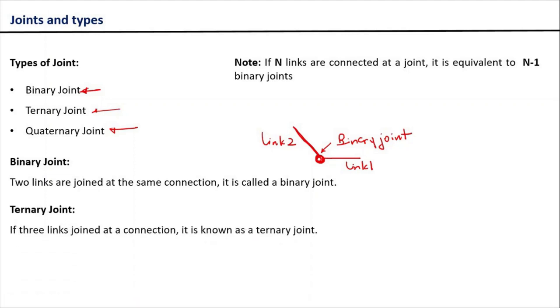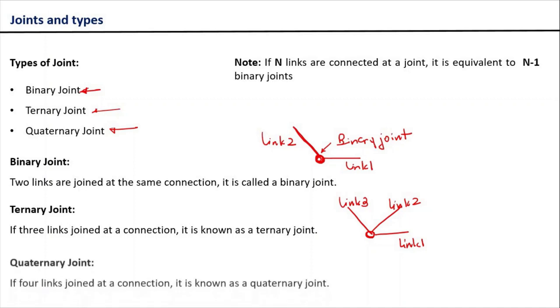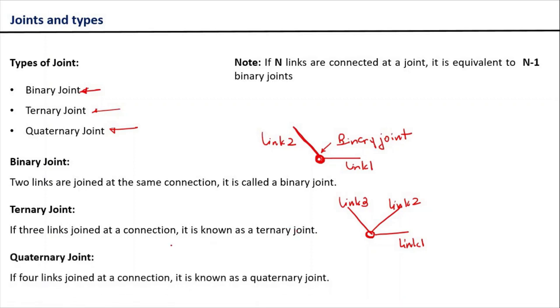Then what is a ternary joint? Very obvious. Again, if at a particular joint or connection three links are connected, that is link 1, link 2, link 3, then this is referred to as a ternary joint. Similarly, for a quaternary joint, four links are connected at a particular joint. And similarly, you can define higher order joints as well.